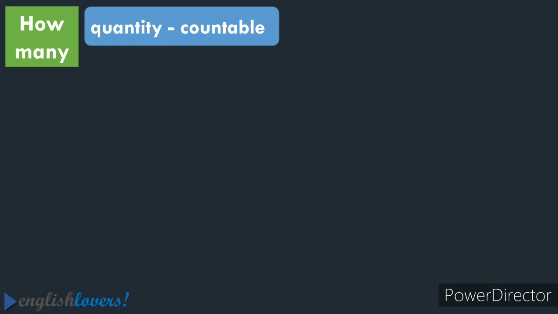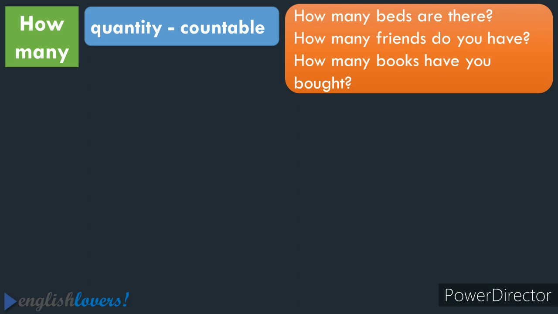Next is how many. If you want to know the quantity, then you ask the question with the WH question word how many. Now remember that when you ask a question with how many, you get the quantity or number, and that is a countable noun. Countable nouns are nouns that you can count as 1, 2, 3, 4, or nouns that have plural forms. See the examples. How many beds are there? Now you get the answer that there are 50 beds or there are 100 beds. So you get the quantity of those beds.